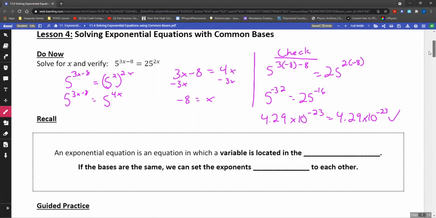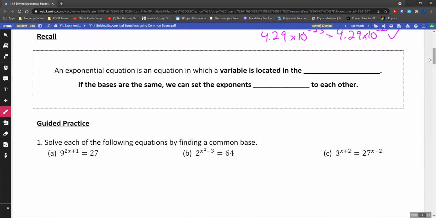So go down here. An exponential equation is an equation where a variable is located in the exponent. If the bases are the same, we can set the exponents equal to each other. All right, so doing some of these practice questions.